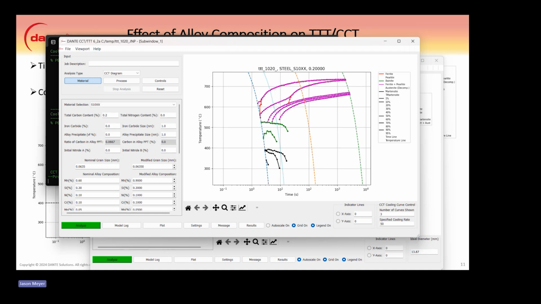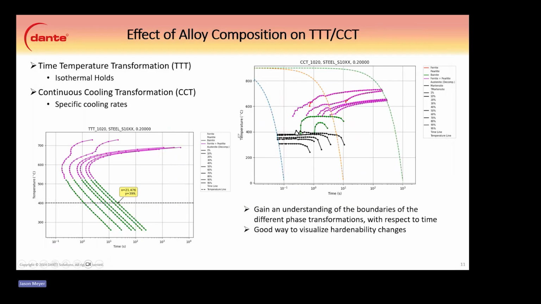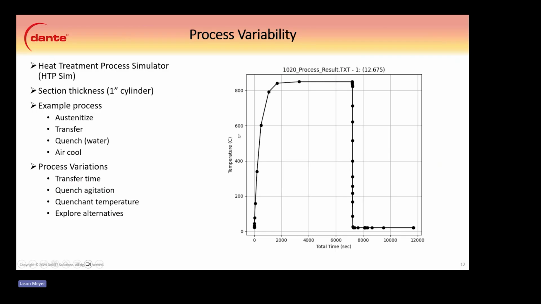All right, so with that visualization in mind, we can start looking not so much at the chemistry here, but a little more into the process variability. And for that, we're going to use Heat Treatment Process Simulator, or HTPSim for short. HTPSim will let you model the thermal processes or chemical processes so that you can adjust those processes and improve them.